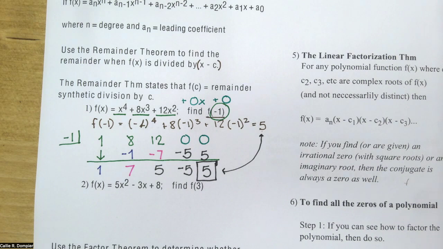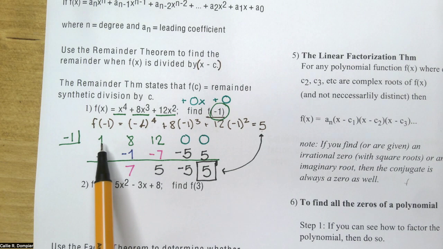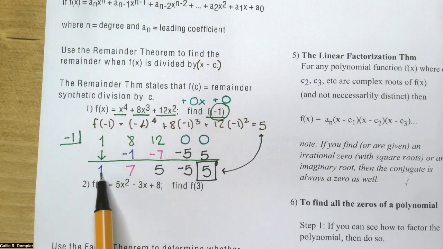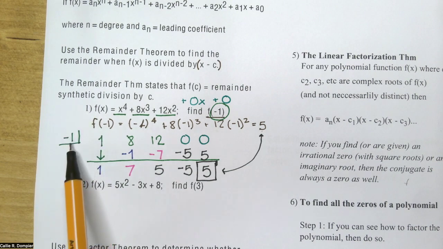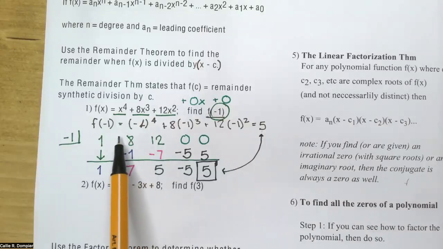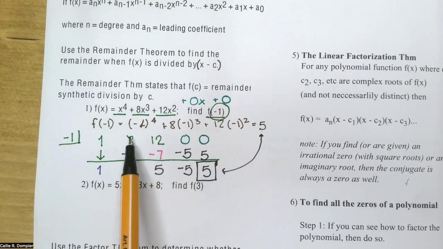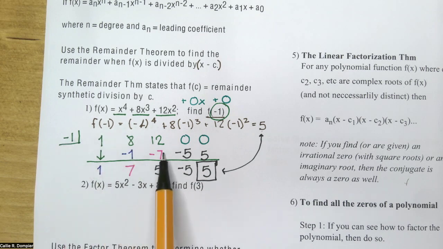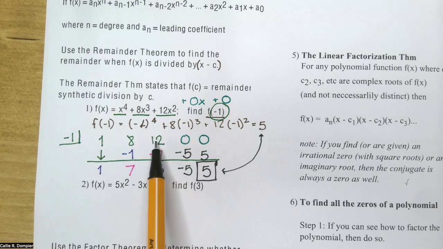Good? So what I'm doing is I'm lining up each of the coefficients, and then I'm taking that first coefficient, bringing it straight down. That term I'm going to multiply by c, put it right here, and I'm combining 8 and -1. 8 plus -1 is 7. 7 times -1 is a -7. 12 combined with -7 is a 5, because 12 minus 7 is 5.